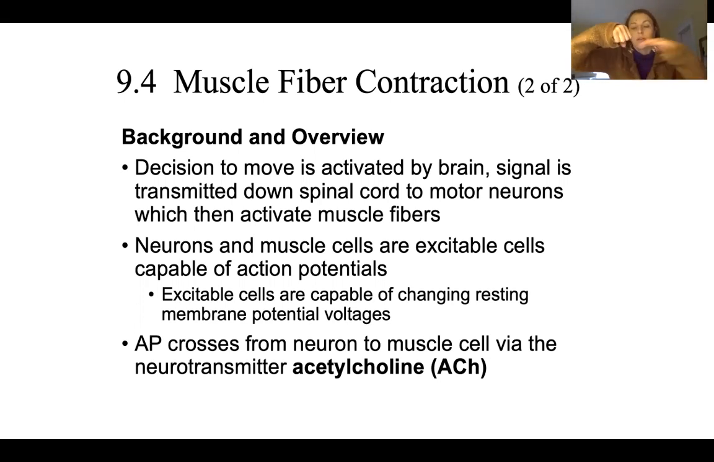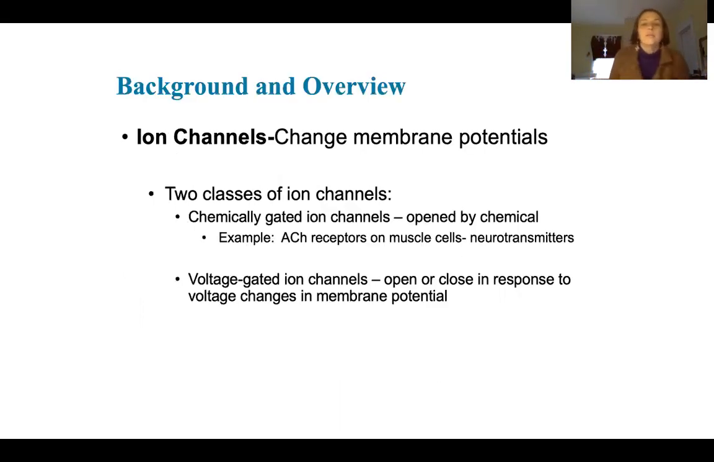From the neuron to the muscle cell with the neurotransmitter acetylcholine. That's the messenger, the chemical messenger. Ion channels. So recall that ions are charges. So we're looking at net positive, net negative charges. So that is, the charge is what's going to change the membrane potential.